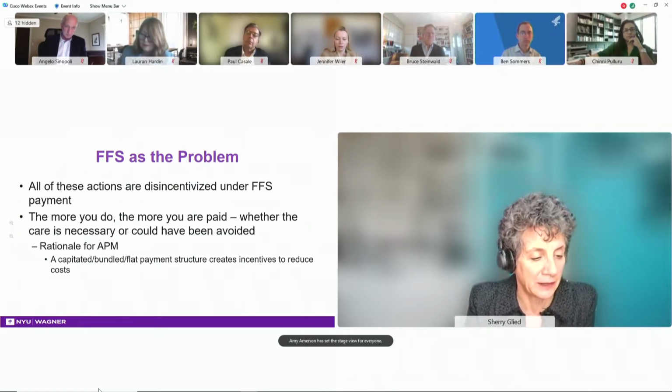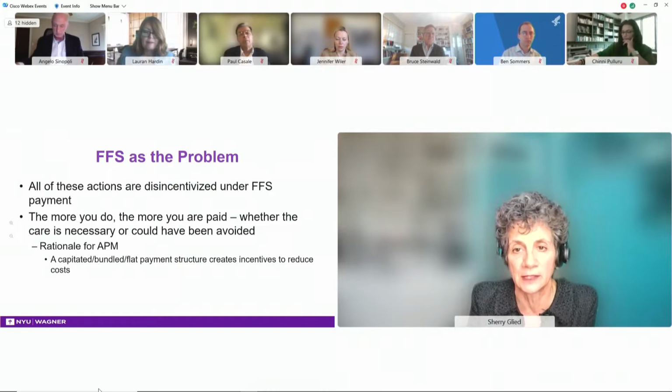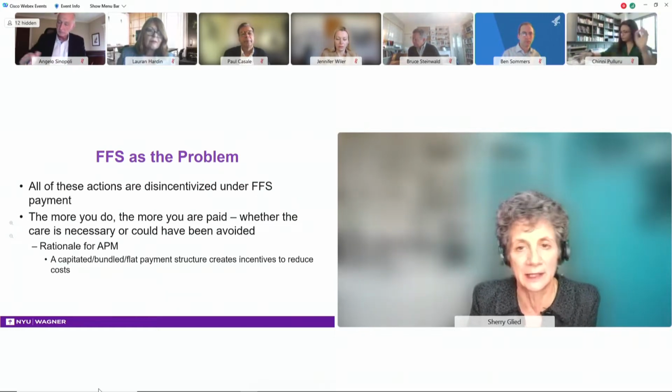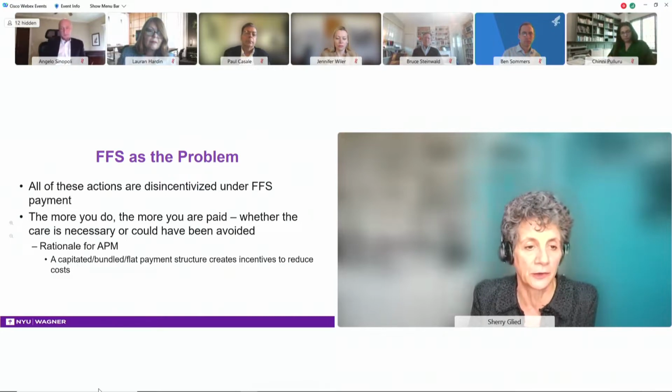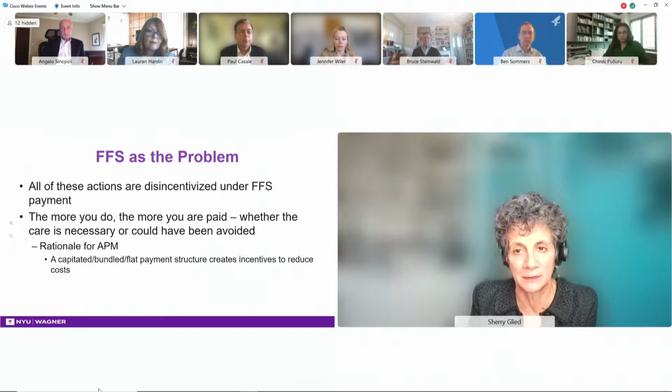So we have long thought about this as economists as being about fee for service. The reason that we're not getting where we want to be on the cost and quality side is because all of the things that we'd like to do around preventing unnecessary care, avoiding duplication, monitoring, all of those things are disincentivized under fee for service, because the more you do, the more you're paid, whether the care is necessary, whether it could have been avoided. And that's why we've moved to this alternative payment mechanism story in the first place. So this is all old history, and you know this. Go on. Next slide.